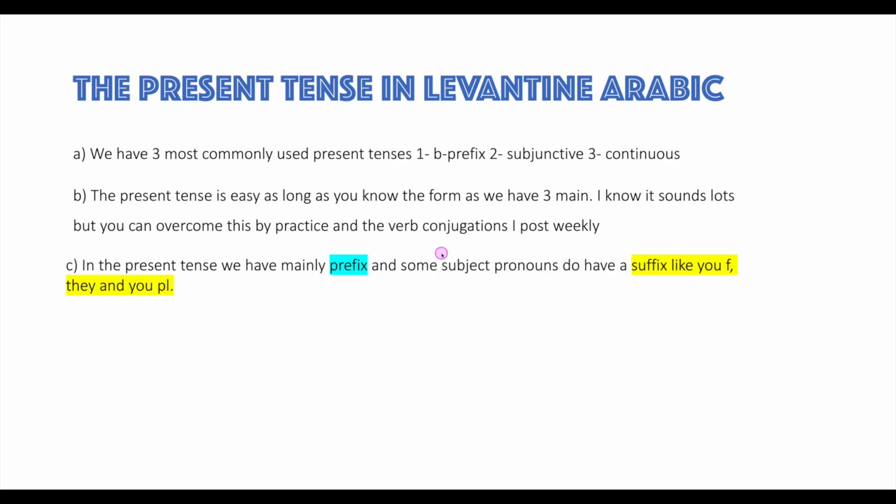What is the present tense? The present tense mostly revolves around a prefix, which is an attachment you add before the verb. And for some other subject pronouns we do have a suffix you add to the end of the verb, such as with you feminine, they, and you group of people.